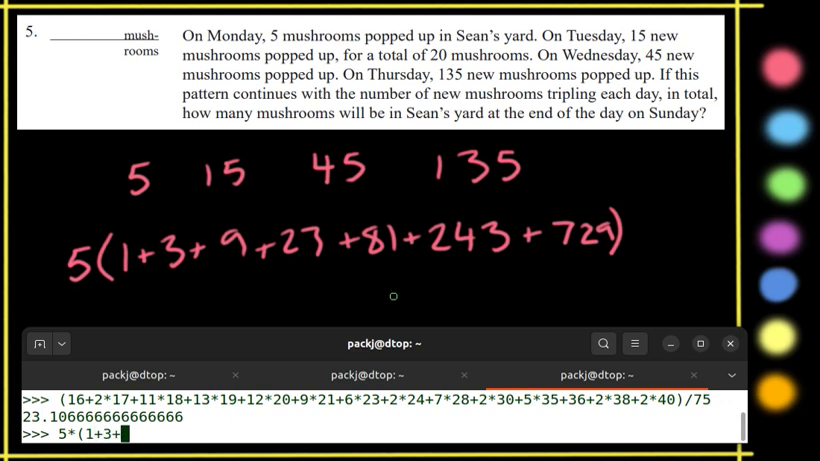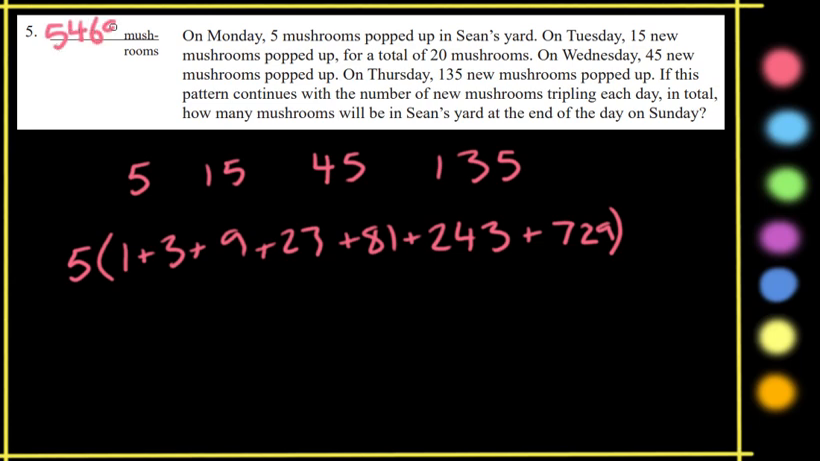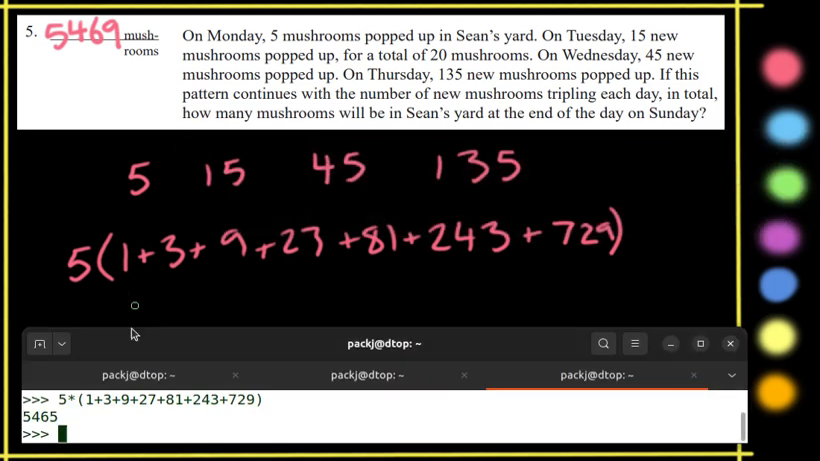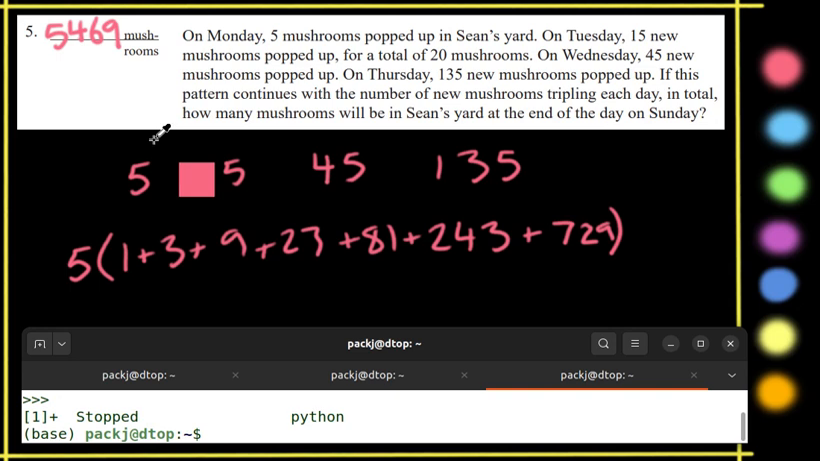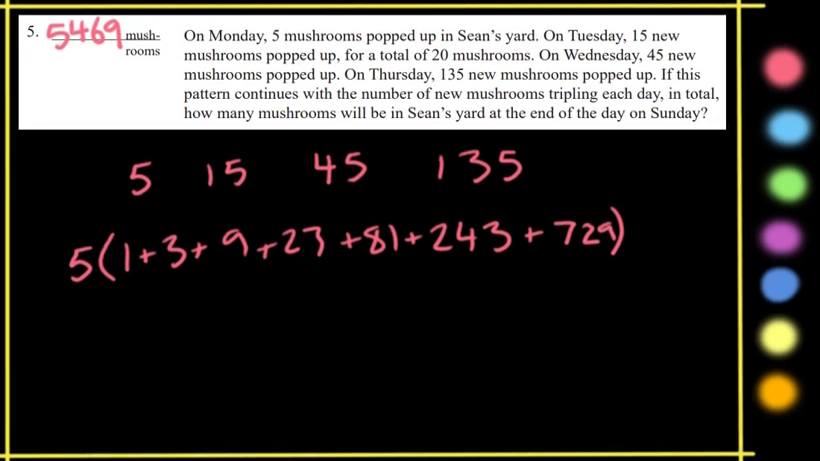1 plus 3 plus 9 plus 27 plus 81 plus 243 plus 729, and the total I get is 5465. So we'll put that as our answer, 5469. That's a lot of mushrooms. Did I do that right? 546... Oh, I typed it wrong. Whoops. That was supposed to be 5465. Let me fix that. 5465. I just wrote it wrong after I got the right answer from my calculator. Don't make that mistake.